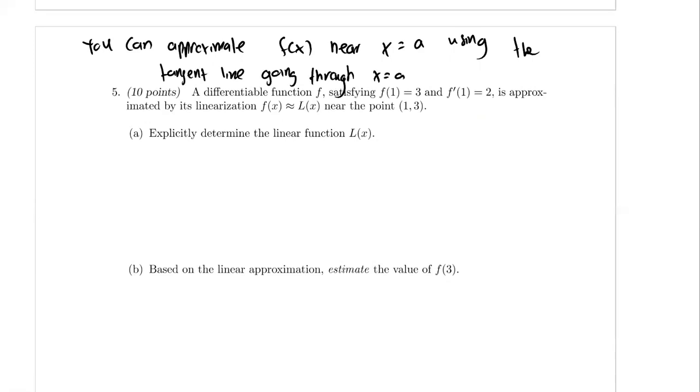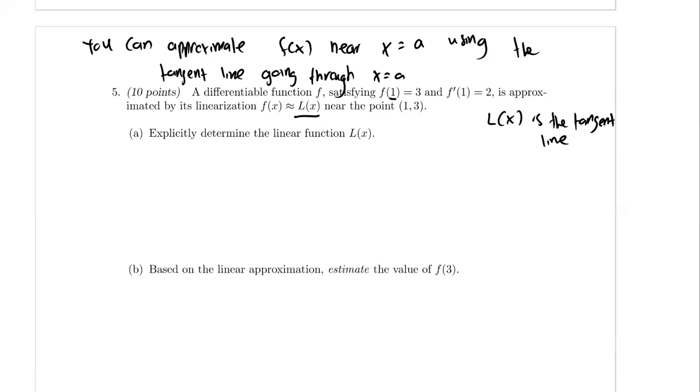So let's see what it says here. A differentiable function f satisfying f of 1 equals 3 and f prime of 1 equals 2 is approximated by linearization. Remember, the linearization, this L of x, is just a tangent line at x equals a. In this case, your input is x equals 1. Just remember that L of x is the tangent line. We already know how to find the equation for the tangent line. So explicitly determine the linear function L of x. It's a tangent line. We know how to do it.